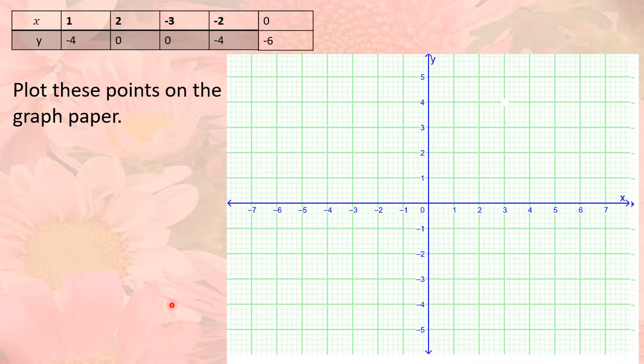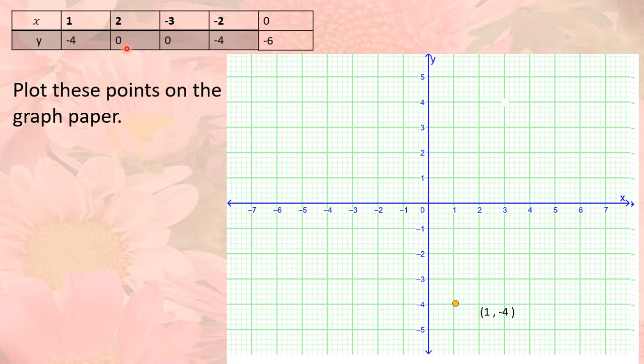Take the graph paper and draw the axes x and y, perpendicular axes, where their intersection point is known as the origin of the axes, and its coordinate is 0, 0. So here our first point, that is x and y, is 1 and minus 4. So 1 is here on the x-axis and y is minus 4. The intersection of 1 and minus 4 will be here. So this is the position of the point 1, minus 4.